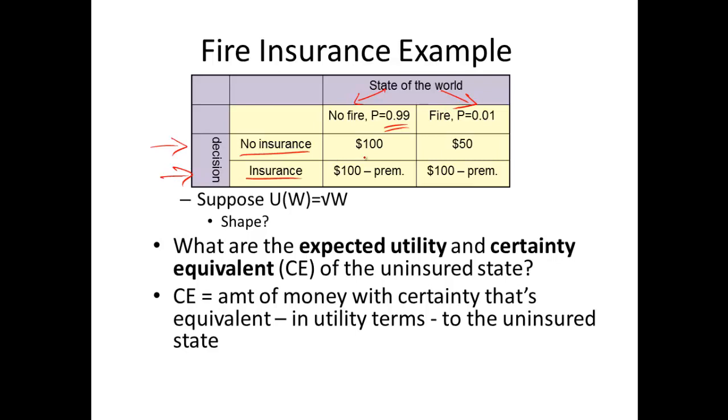Now if you have no insurance and there's no fire, let's say you have 100. So that could be 100,000, whatever you like. But let's just say it's 100. If there is a fire, your property is destroyed, and so your wealth falls from 100 to 50.